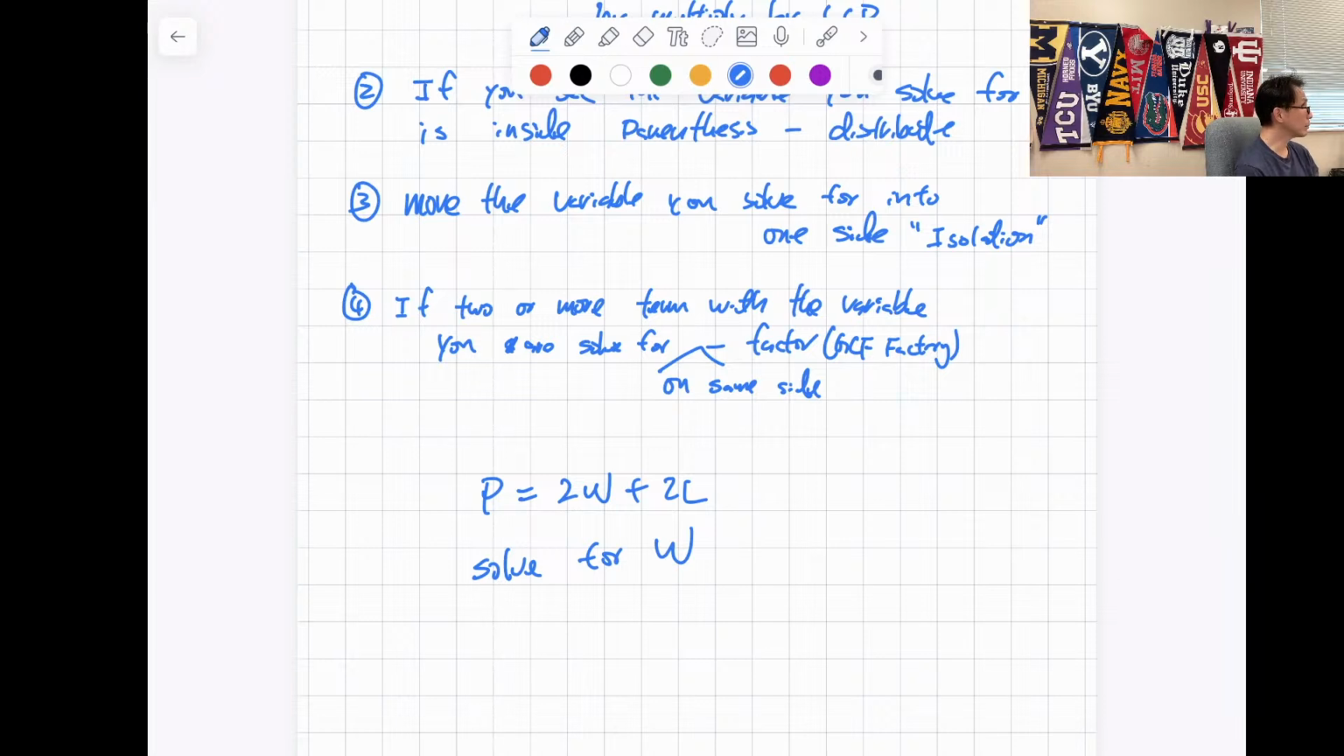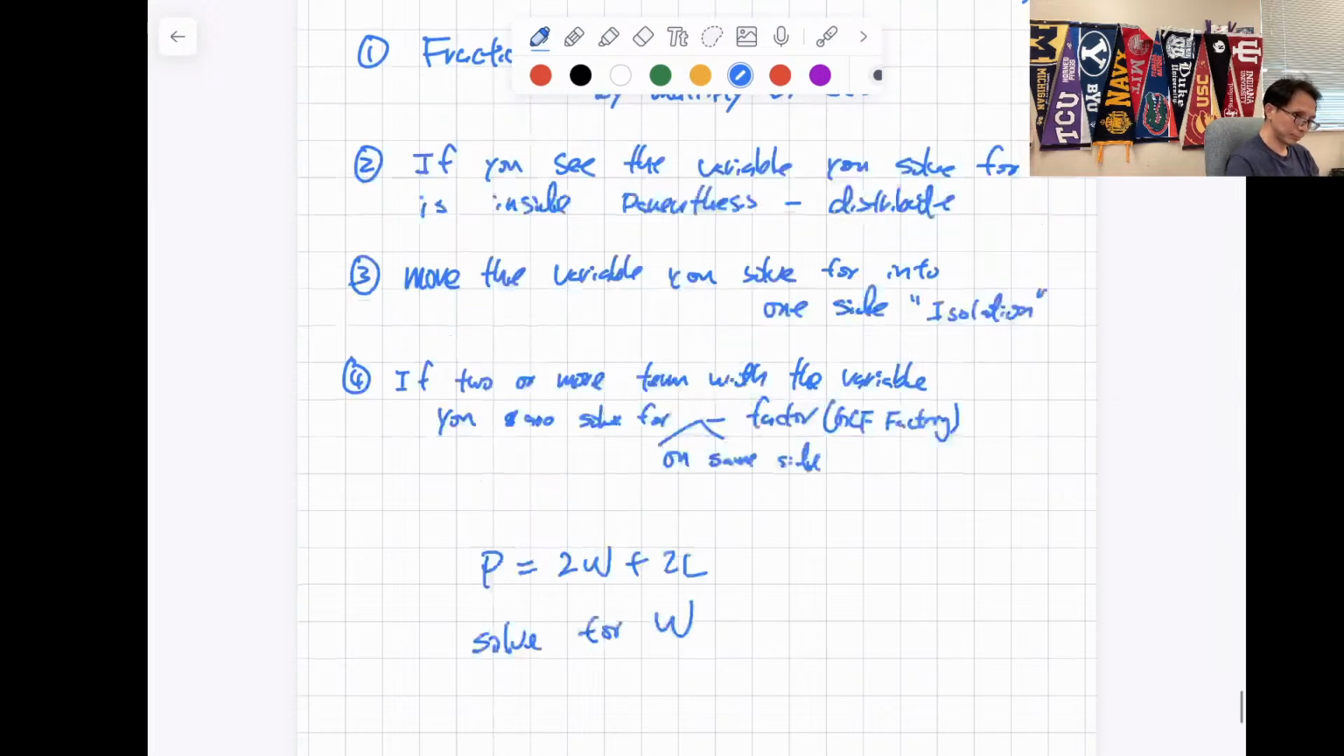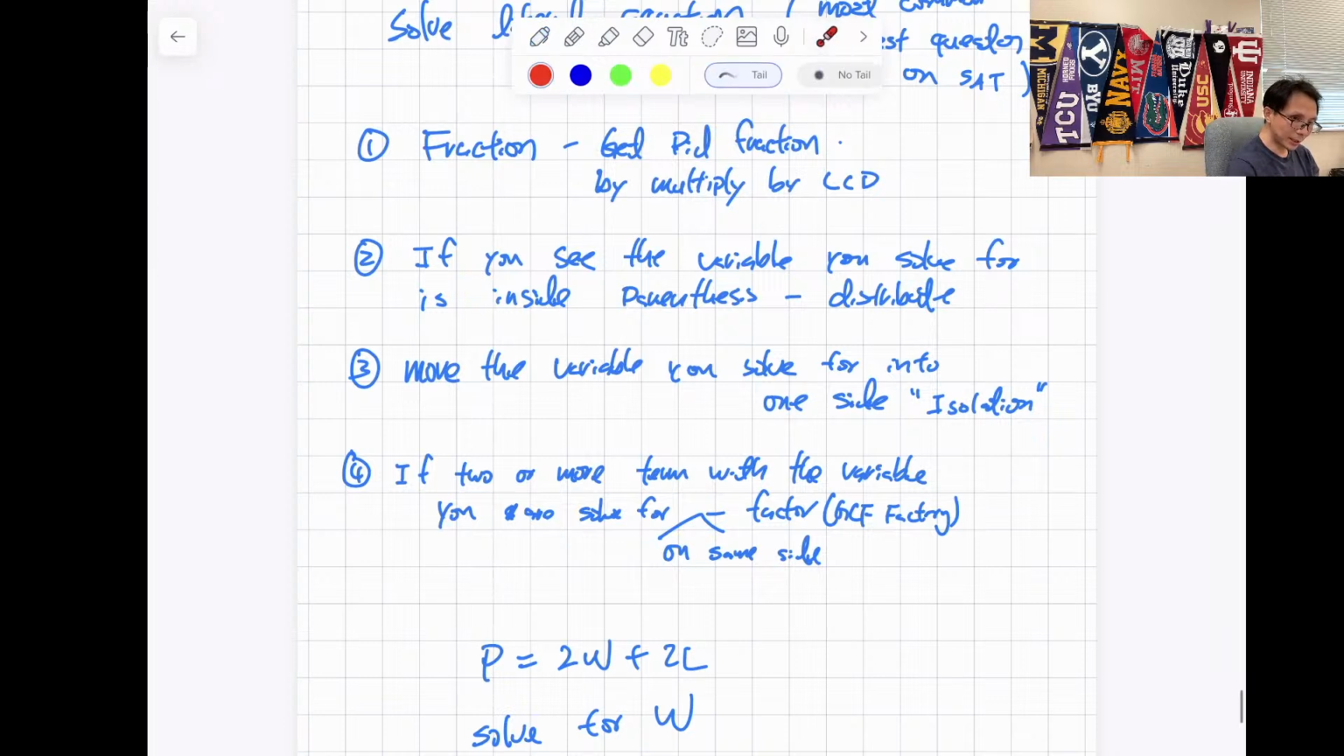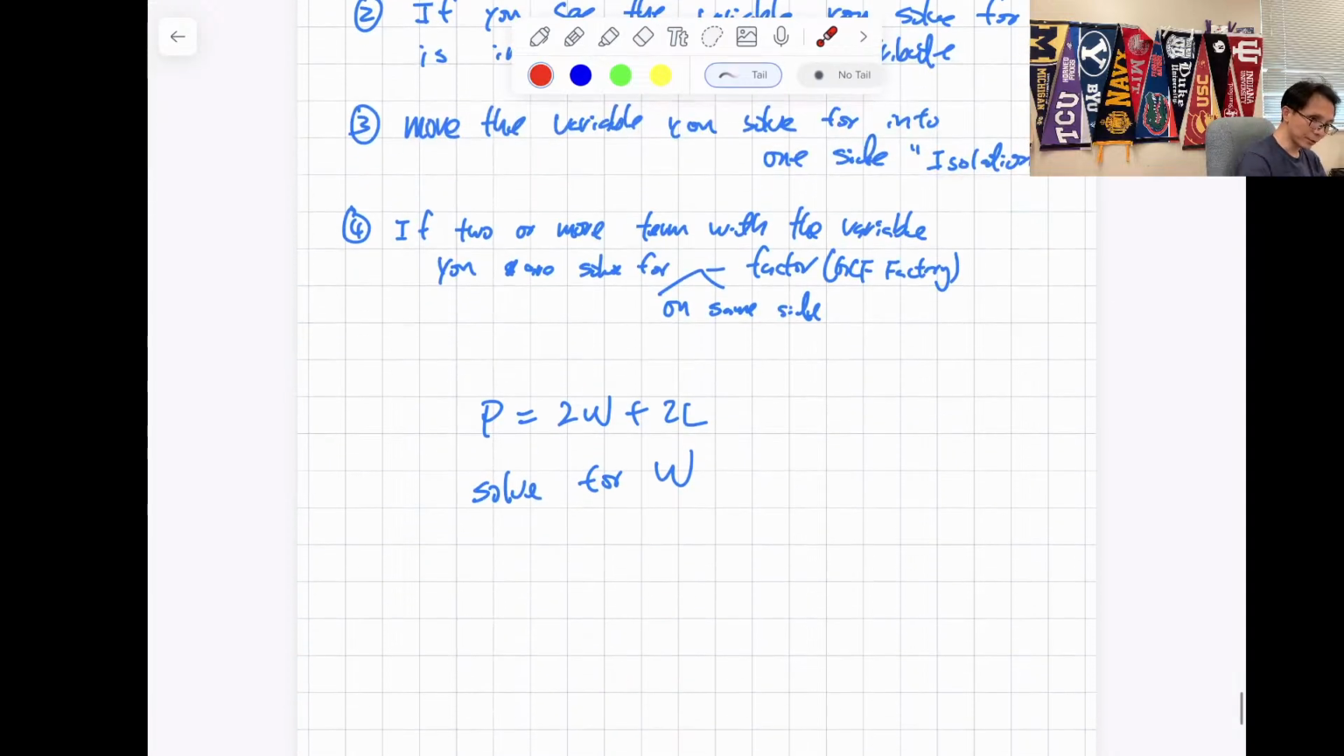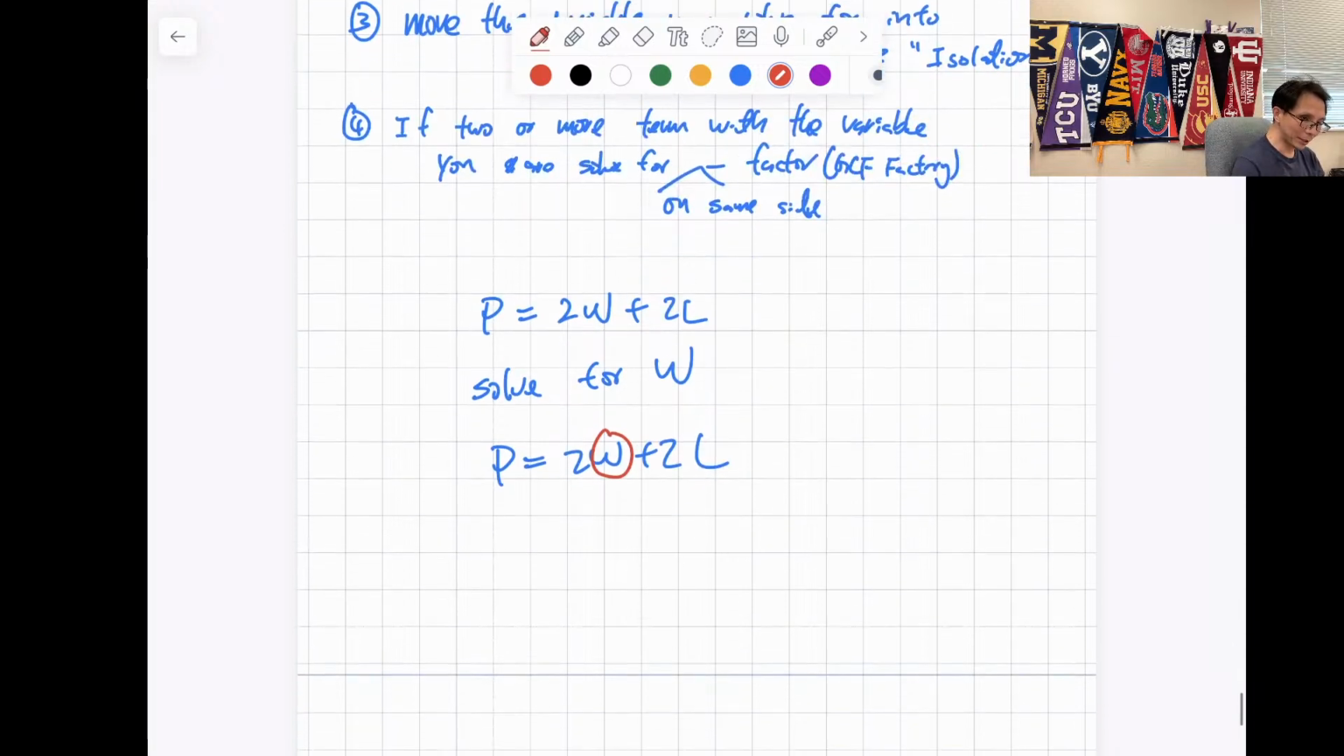Miranda? Take the L to the other side and divide by 2, because no. Good. So when I have this, I always circle them. P equals 2W plus 2L. I'm trying to isolate, so I can move 2L to the other side. So 2L minus 2L. It'll be P minus 2L equals 2W.